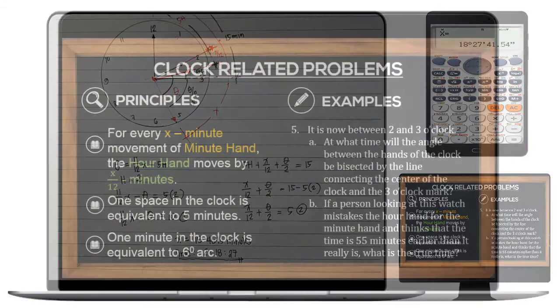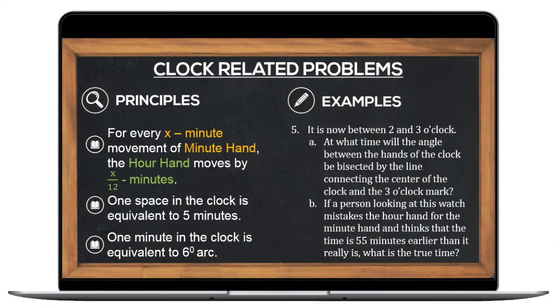Okay, so let's have the last problem. So again, the time is between 2 and 3 o'clock. If a person looking at this watch mistakes the hour hand of the minute hand and thinks that the time is 55 minutes earlier than it really is, what is the true time? Okay, so let's draw this problem.